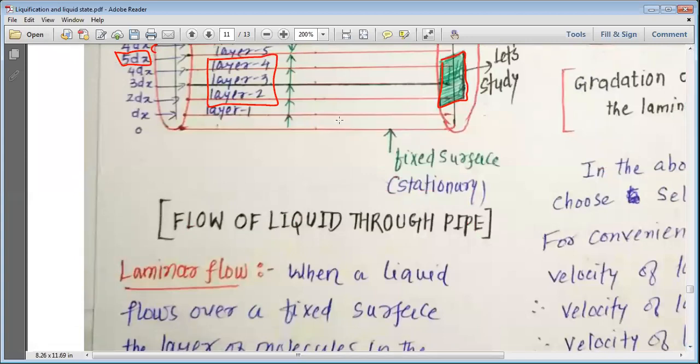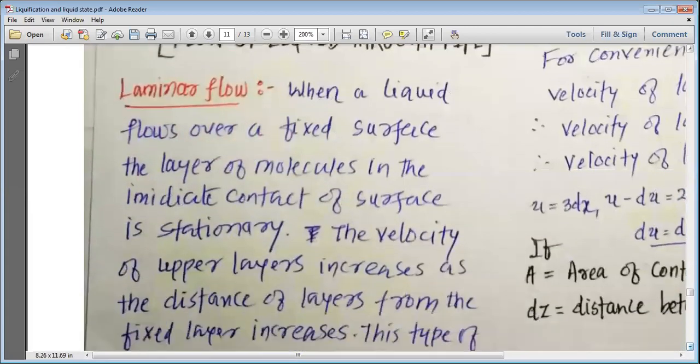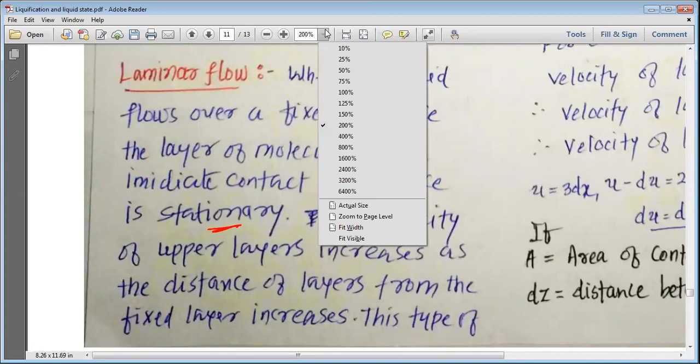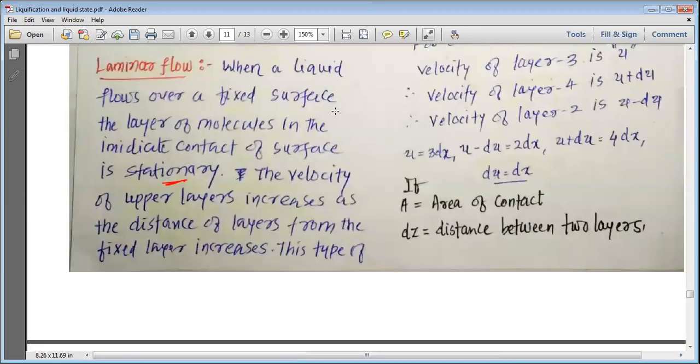Flow of liquid through the pipe. Now this flow is known as the laminar flow. So let us understand what is laminar flow. When a liquid flows over a fixed surface, the layer of molecules in the immediate contact with the surface is stationary. Please remember that the layer which is in the immediate contact with the surface is generally the stationary layer or fixed layer. The velocity of upper layers increases as the distance of layers from the fixed layer increases.